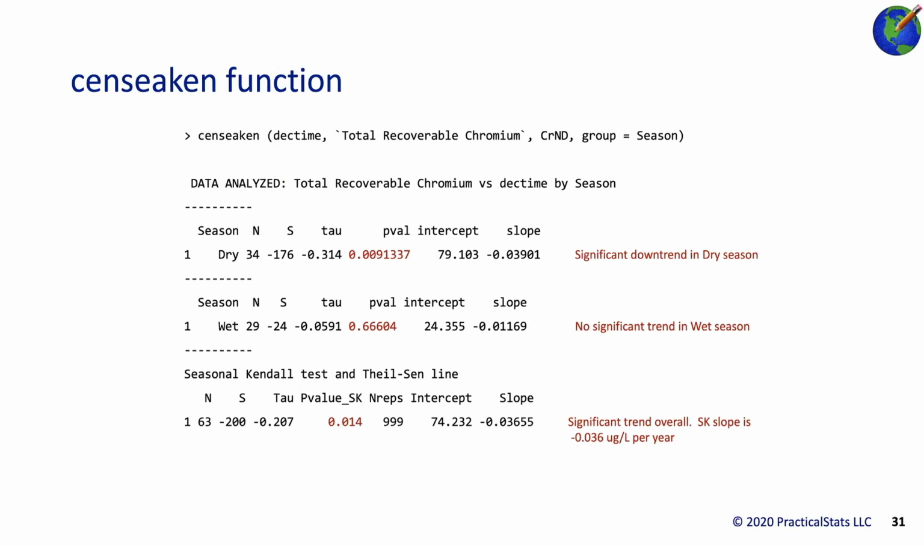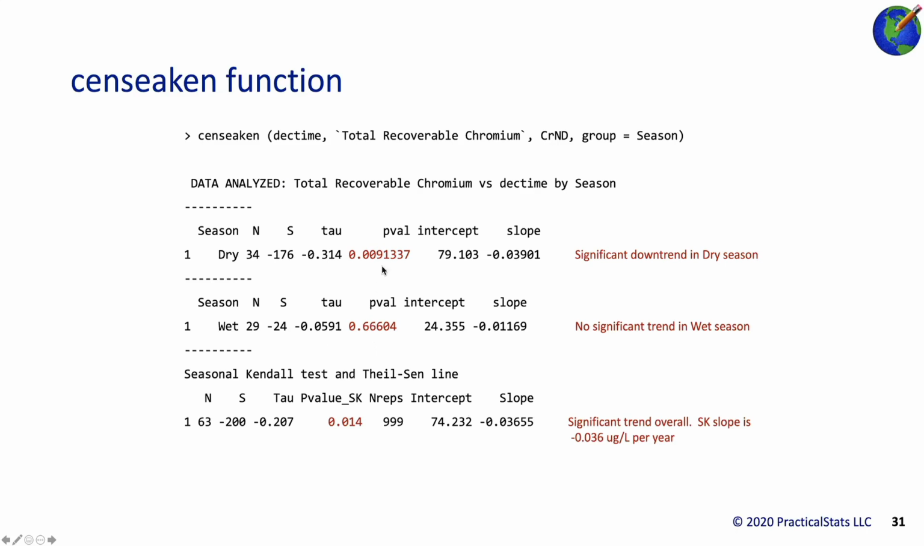The groups are seasons, dry season and wet season. When the trend test is run on just the dry season data, we get a downslope of minus 0.03, or basically 0.04, and a p-value of 0.009. So that is significant. Pretty small number. In the wet season, there is not a significant trend. So that can be important in your interpretation of this.